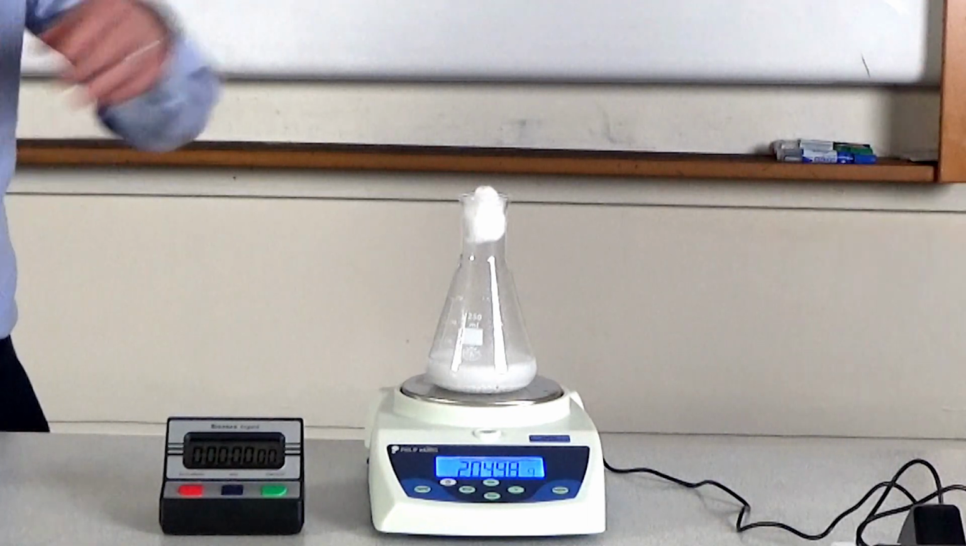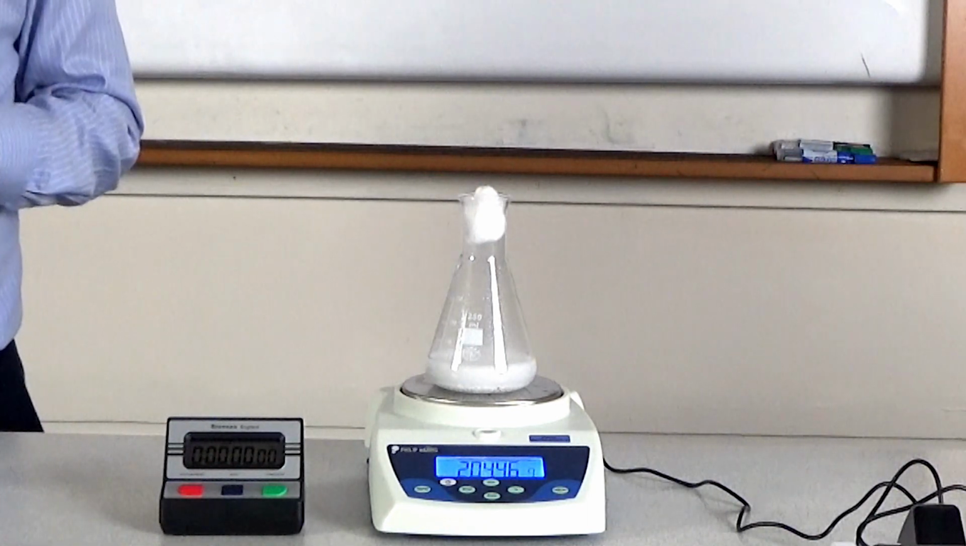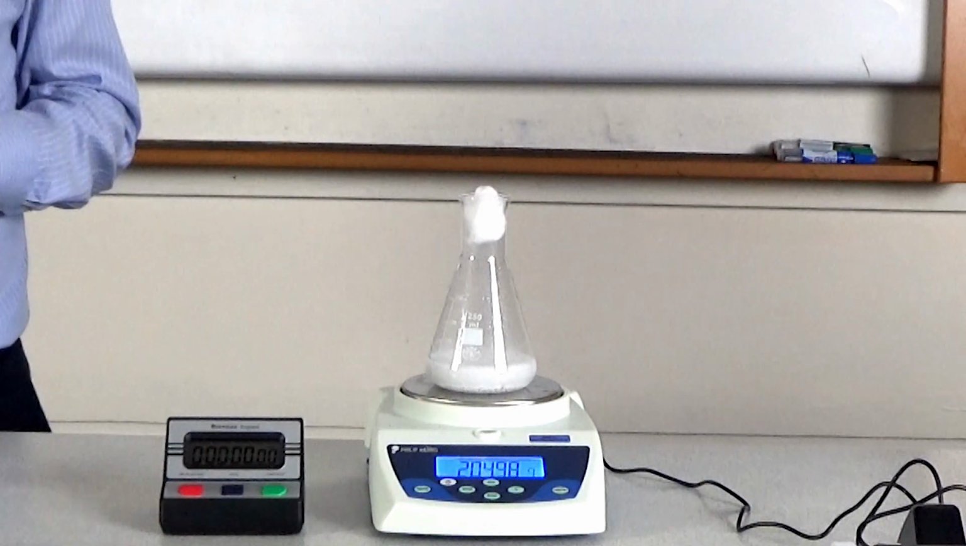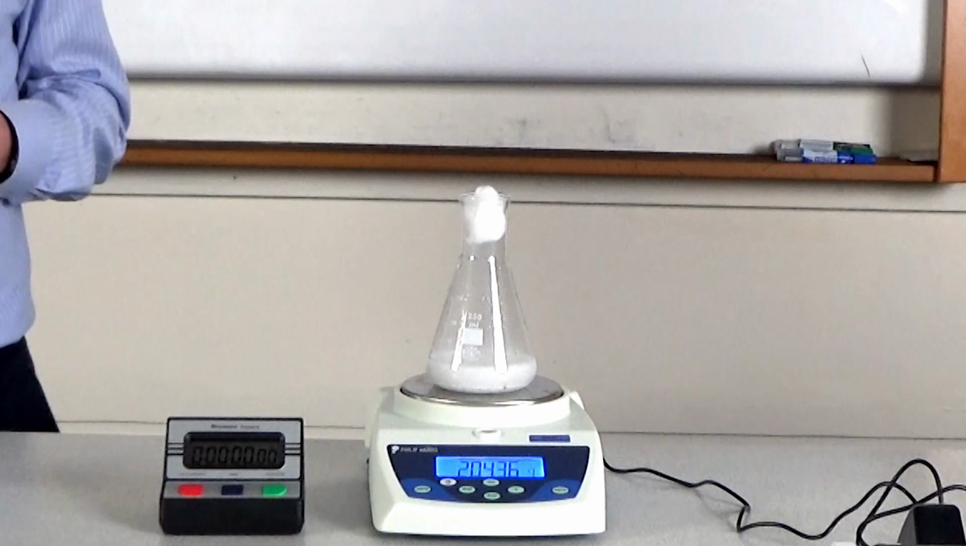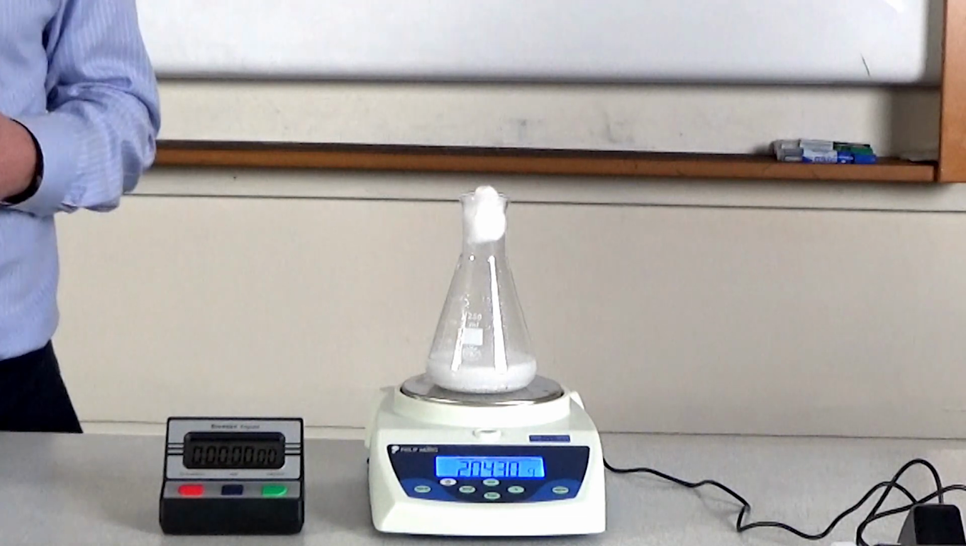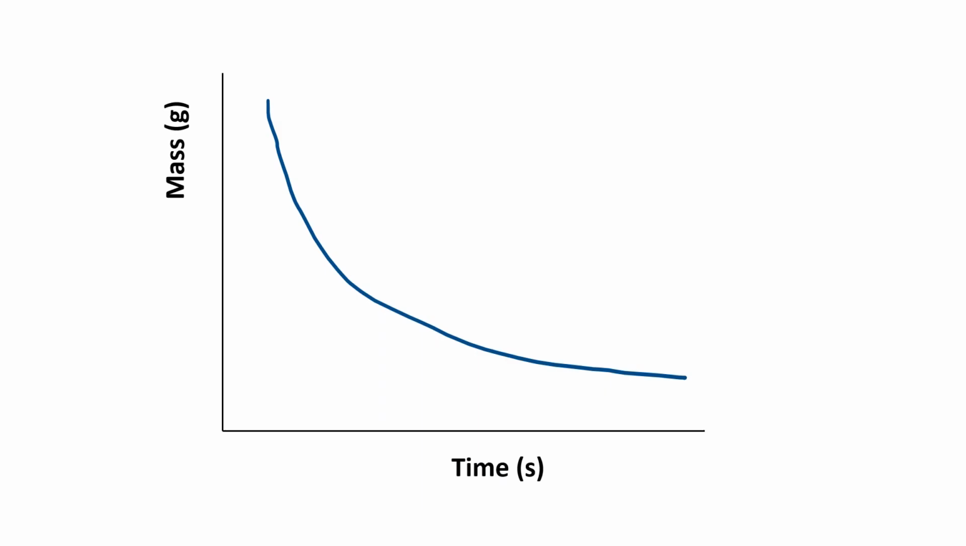You'll also notice I've got some cotton wool in the neck of the conical flask. That's to make sure any acid doesn't spray out of the top of there, but at the same time it's letting that carbon dioxide gas out that's being produced so that the mass will therefore change. This time the results would look something like this.